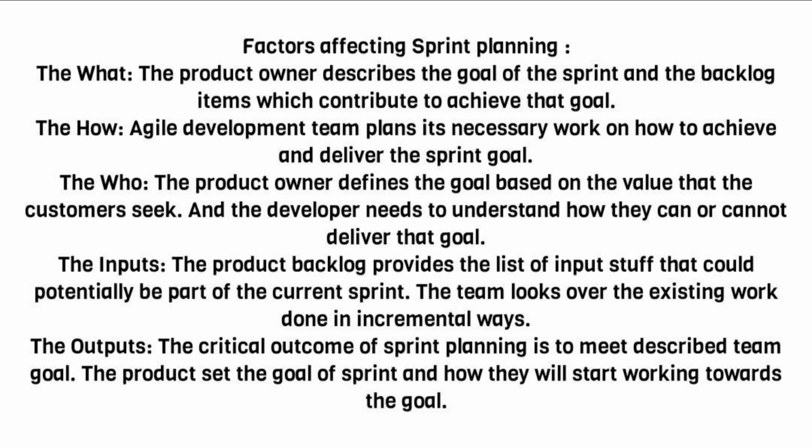The who: the product owner defines the goal based on the value that the customers seek, and the developers need to understand how they can or cannot deliver that goal. The inputs: the product backlog provides the list of items that could potentially be part of the current sprint. The team looks over the existing work done in incremental ways. The outputs: the critical outcome of sprint planning is to meet the described team goal. The team sets the goal of the sprint and how they will start working towards the goal.